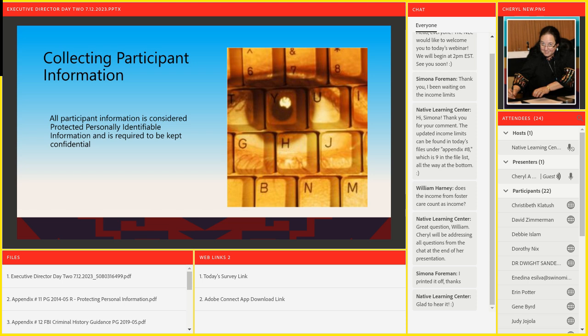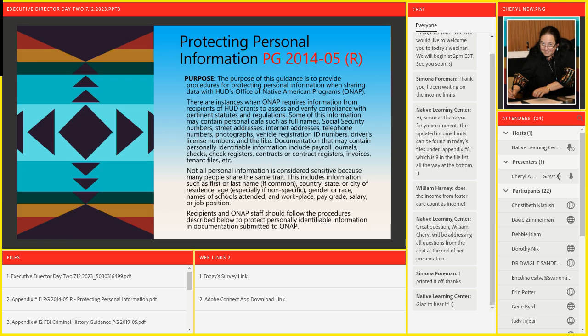So collecting that participant information. All your participant information is considered protected, personally identifiable information, and it's required to be kept confidential. You should have confidentiality statements from your board of commissioners, from your tribal council, from your staff. It's a need to know basis. They don't have a right to go in and look at that information, okay?